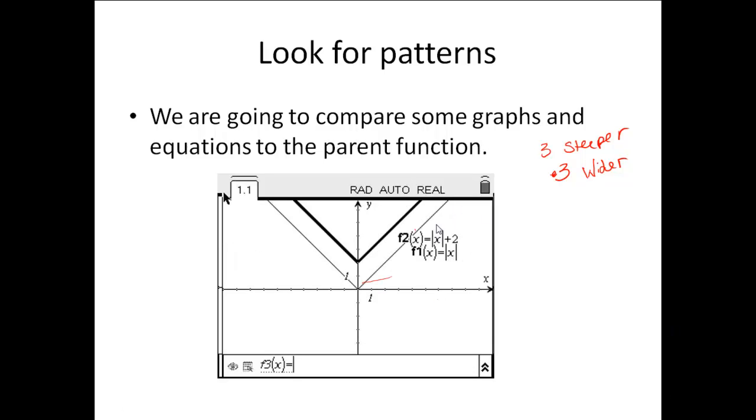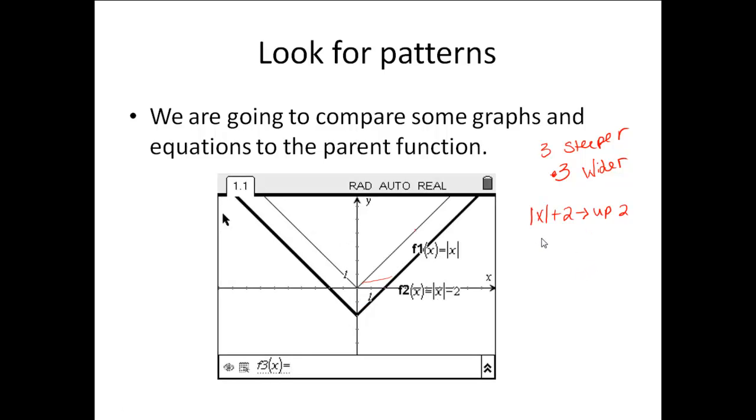Alright, switching gears a little bit. Now on this darker one here, I graphed the absolute value of x plus 2, and notice what happened to my graph. It shifted it up 2 spots. So when I had the absolute value of x plus 2, it shifted it up 2 spots. On this one, I graphed the absolute value of x minus 2, and notice that it took my parent function and slid it down 2 spots.